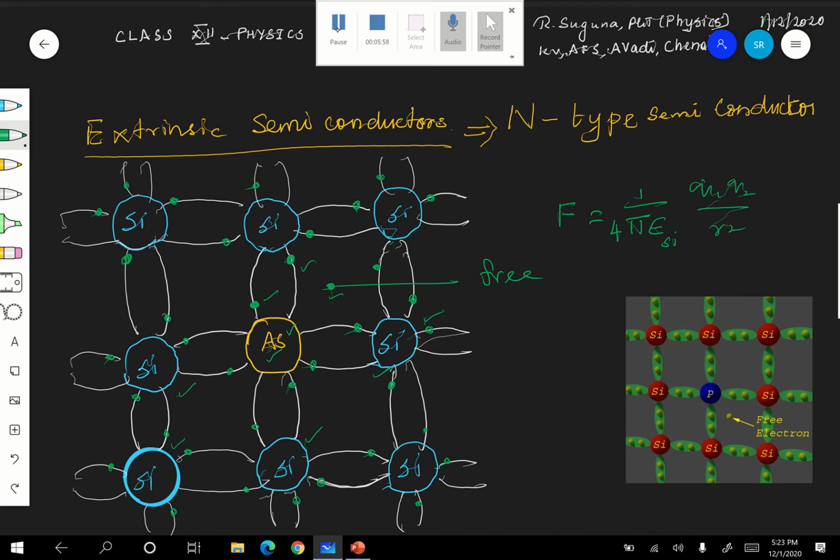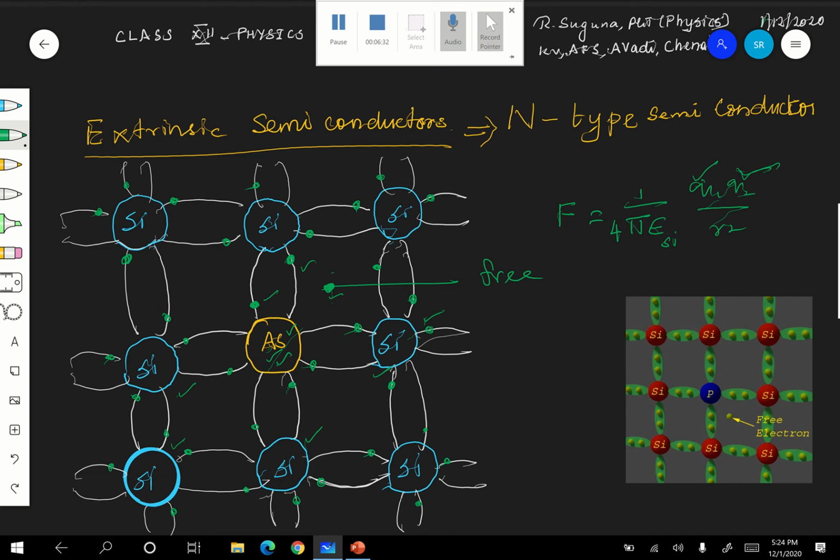What is Q1? Q1 is the charge of the arsenic ion, and Q2 is the free electron. And what is the binding between the parent atom and the revolving electron? It is actually almost free. There is no bonding for that fifth electron. The 4 electrons are forming covalent bonds; it is the fifth electron only that we are talking about.